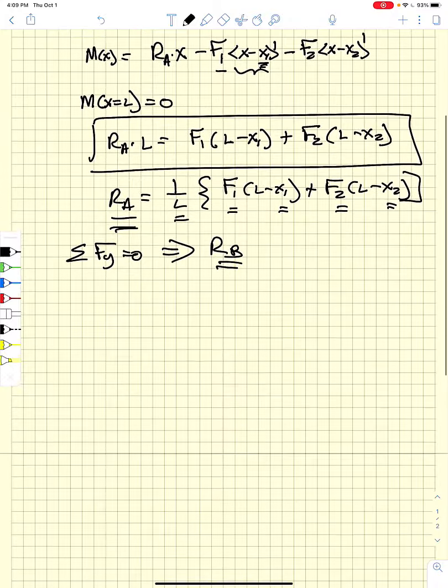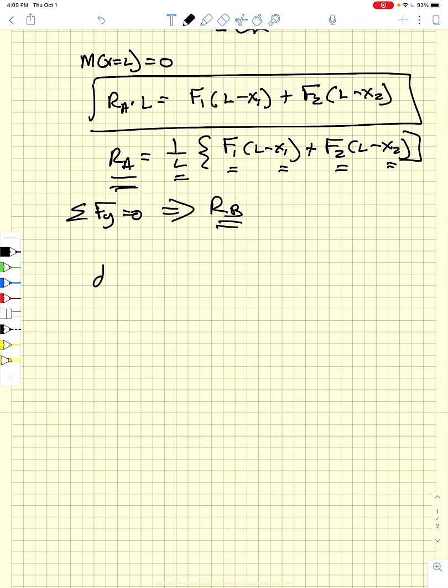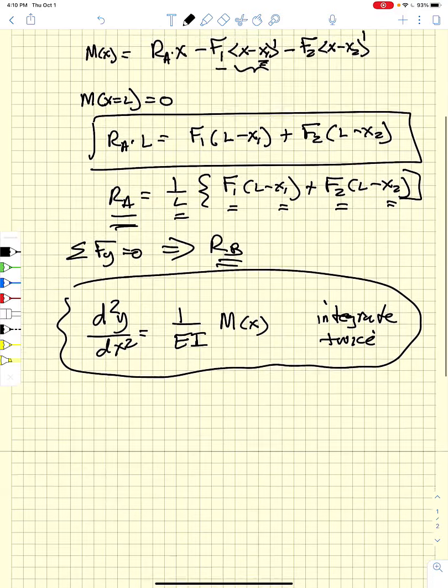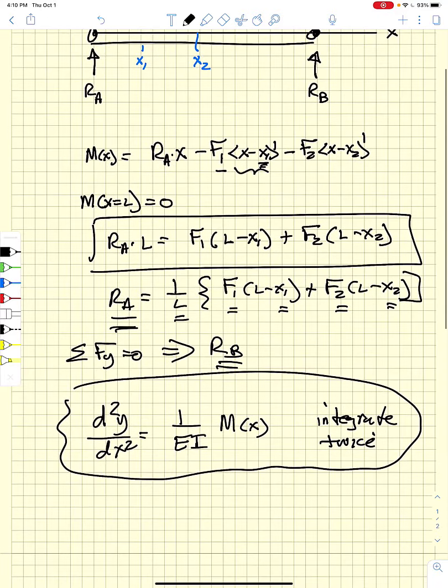Next thing we need to do is write the deflection equation where d squared y dx squared is equal to 1 over EI times the moment which varies as a function of x. Now, we don't even have to go there yet, but we know we're going to have to integrate this twice. So we will get two integration constants. We'll come back to that in a moment.